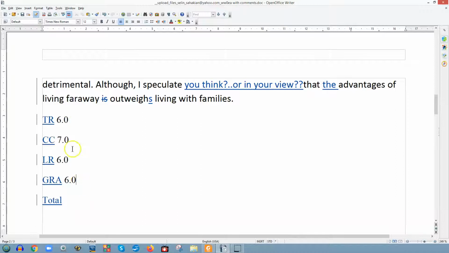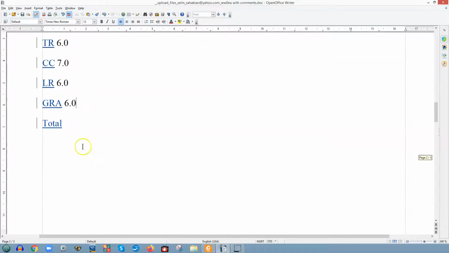So, let's say 6, 6, 6, 18, plus 7 is 25, divided by 4, 6.25. I'll be generous and give it 6.5, but I have a feeling that if it's 6.25, the examiner would put it down to 6. So I'll be generous, give 6.5, but I believe the examiner might give it 6.